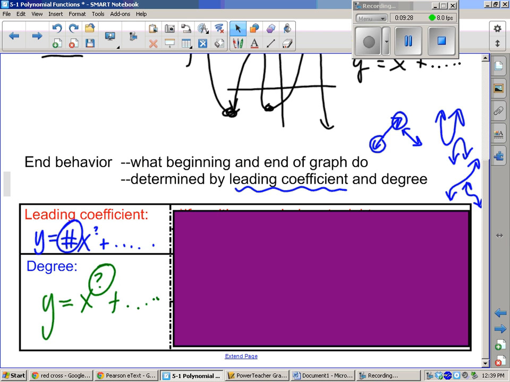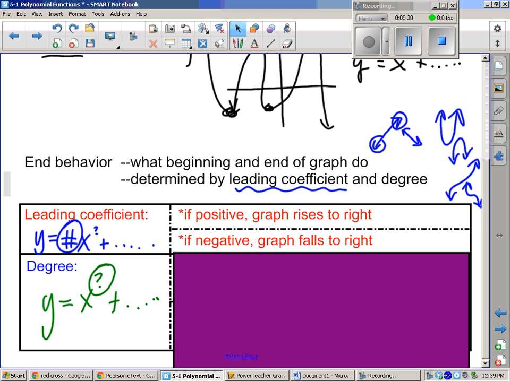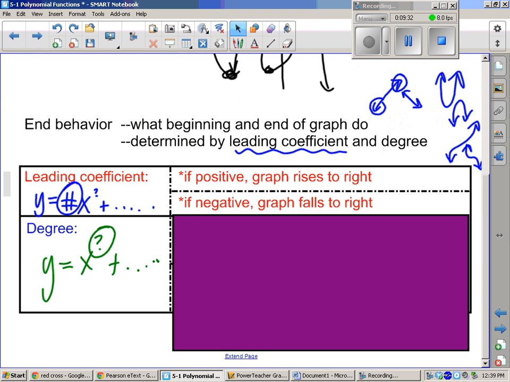So we notice some patterns. If we have a leading coefficient, it is either going to be positive or it's going to be negative. And if it is positive, it means the right end of the graph is going to rise. It's going to go up. And if it is negative, if it's a negative number out in front, it means our graph falls to the right. And if you think about the parabolas that we've been working with, that makes sense according to both of those.